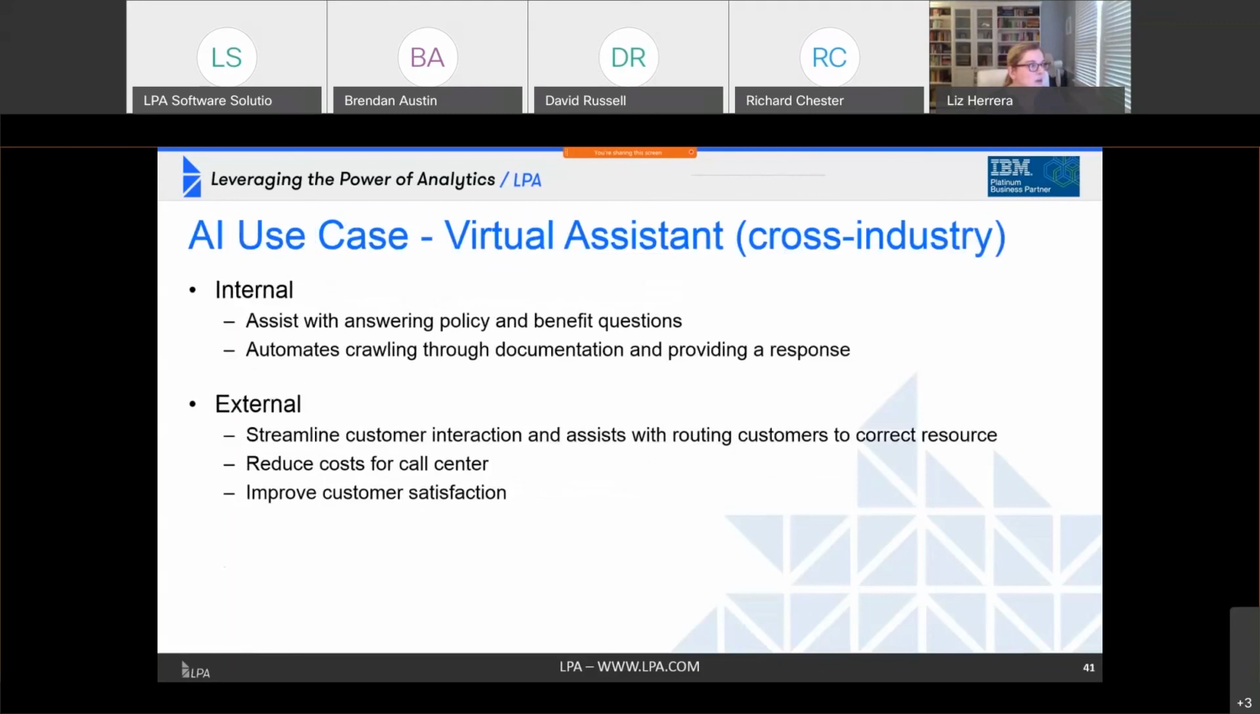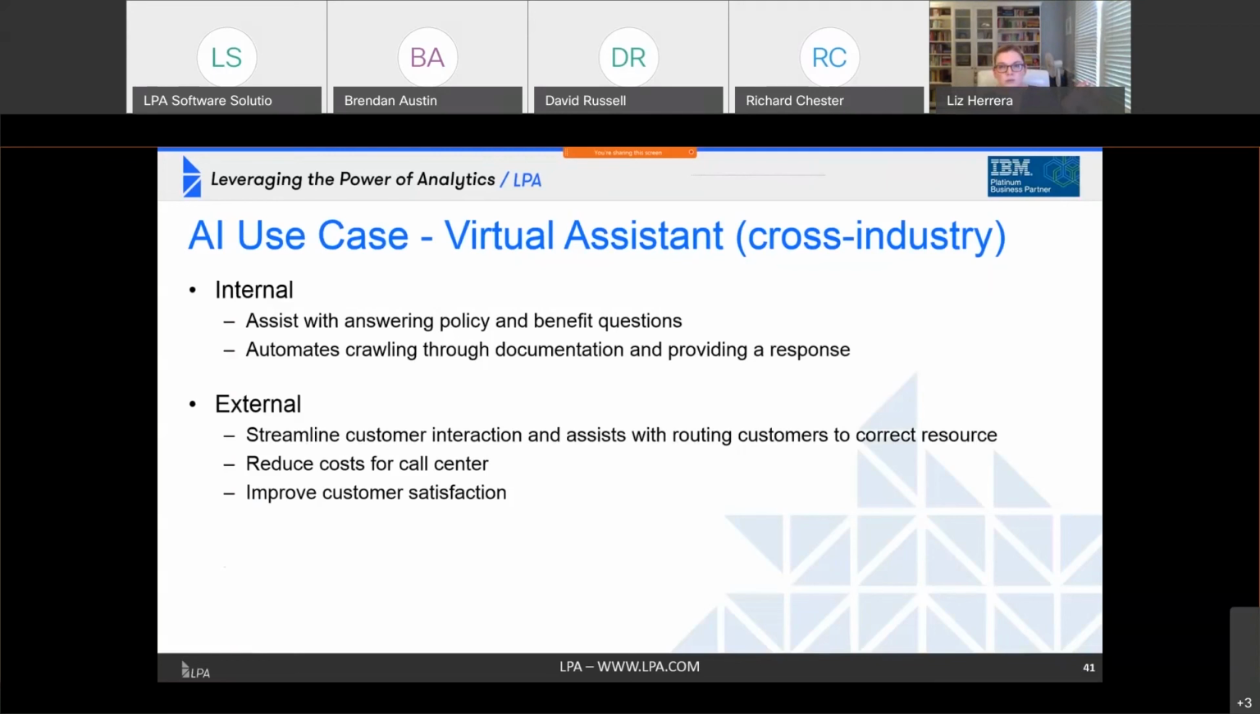Final use case I want to talk about is another AI use case. This is really cross-industry. We've worked with several clients on this, and that's the use of a virtual assistant. And the two main areas that we've seen so far with our clients that have been of interest is on the internal front, using a virtual assistant to help answer maybe policy or benefit information. So if you can just chat with a virtual assistant to ask, how much vacation time do I have left, or what's our policy on this? That's something we've seen.